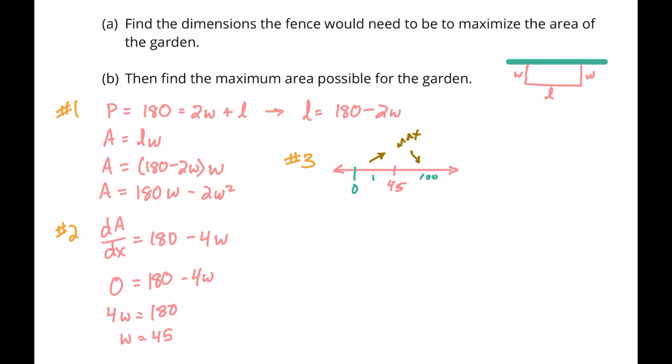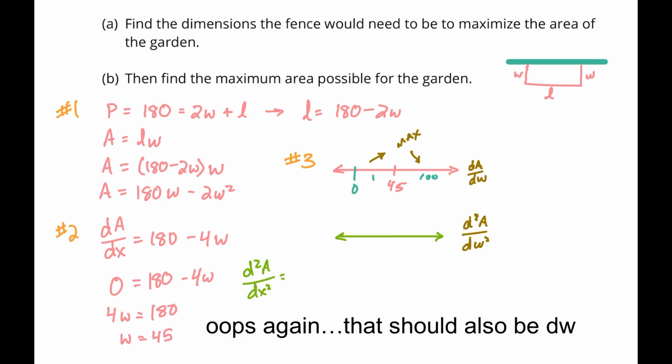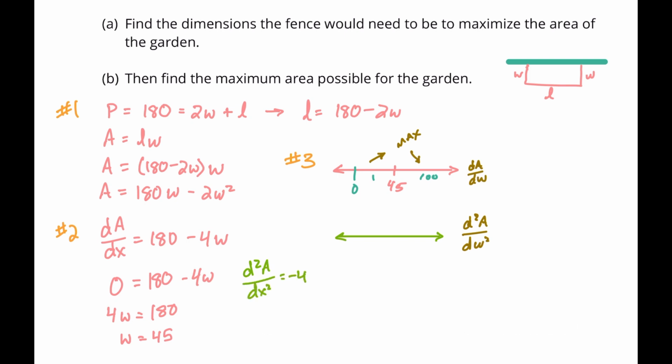Or, again, if I wanted to use the second derivative, this was our dA/dW. If I wanted to use the second derivative of this, instead of doing the first derivative, what is our second derivative? Our second derivative is just going to be negative 4. So that means for this whole function, everything is always going to be concave down. So this is always going to be negative, which means that this is going to be a maximum value. So that's kind of nice to know that I could do that as well. Again, it kind of speeds up the process.